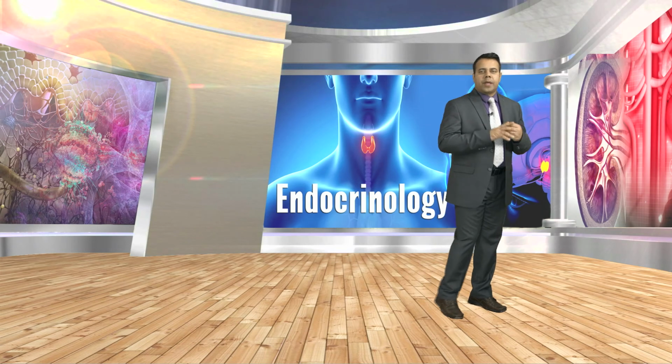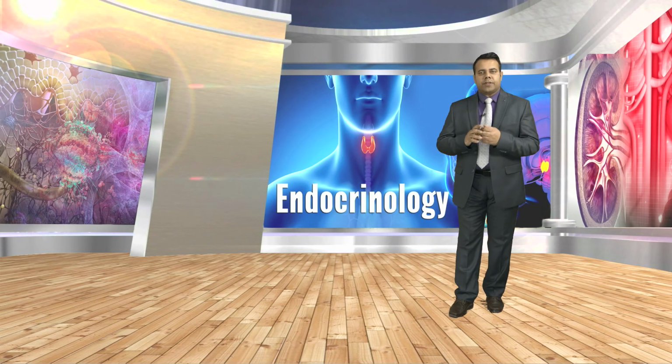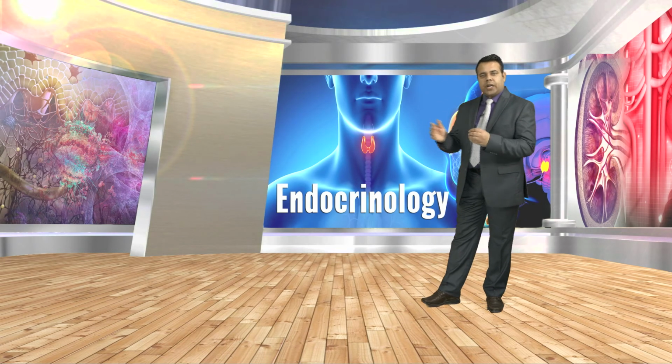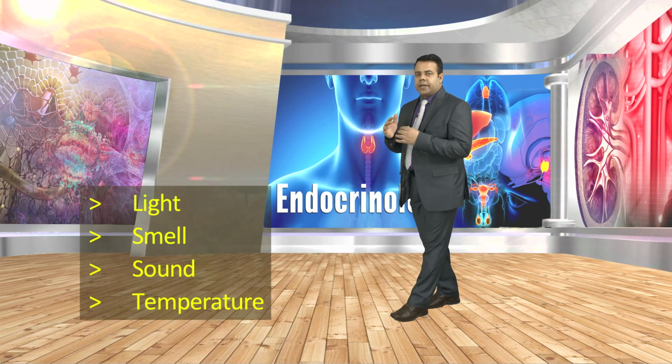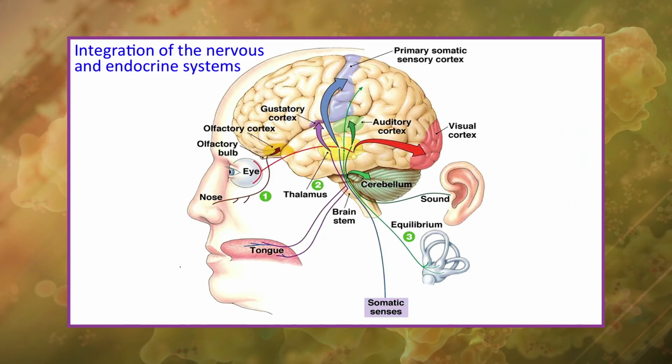Hormones can also be released in response to nervous stimuli from environmental cues such as light, smell, sound, and temperature. This neuroendocrine transduction illustrates the integration of the nervous and endocrine system.